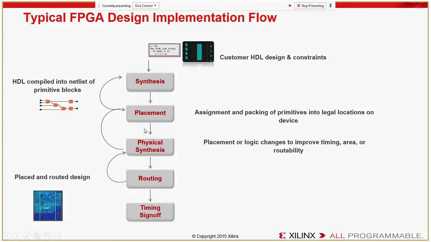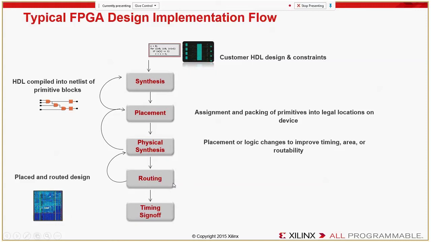Synthesis is followed by placement, which basically involves assigning and packing the primitives in the netlist after synthesis, sorry, and assigning them to legal locations on the device. Now, there may be iterations between placement and synthesis until the designer feels that the result is satisfactory enough to take the next step. The next step after placement is called physical synthesis. This typically involves placement or logic changes to the netlist to improve timing, area, or routability.